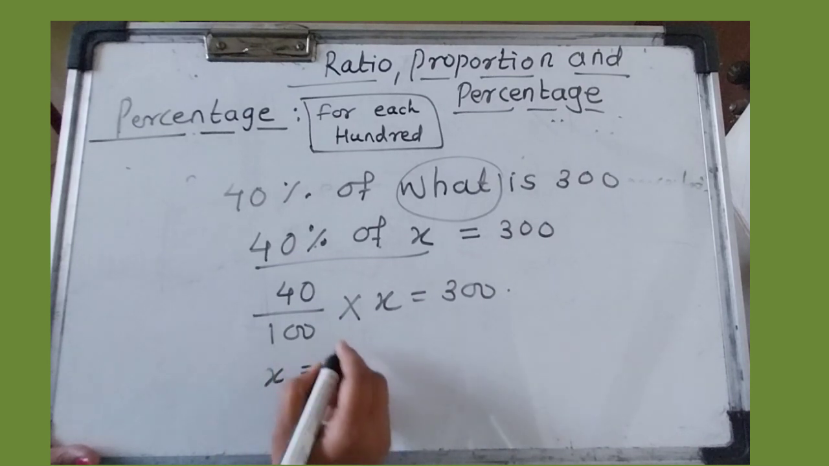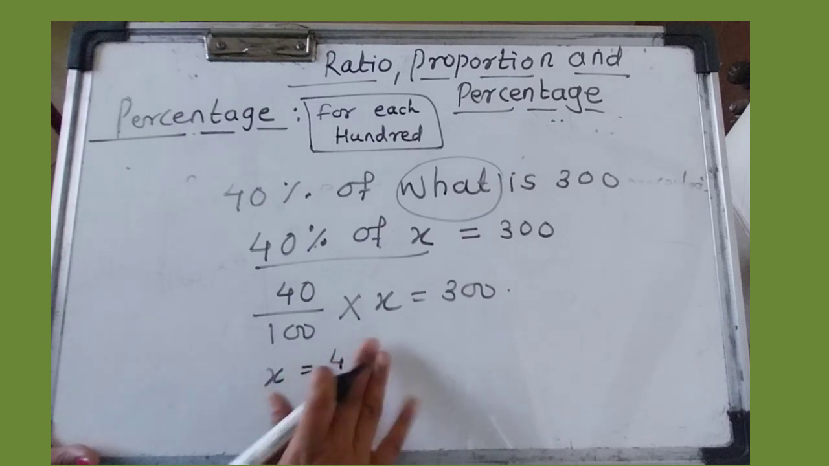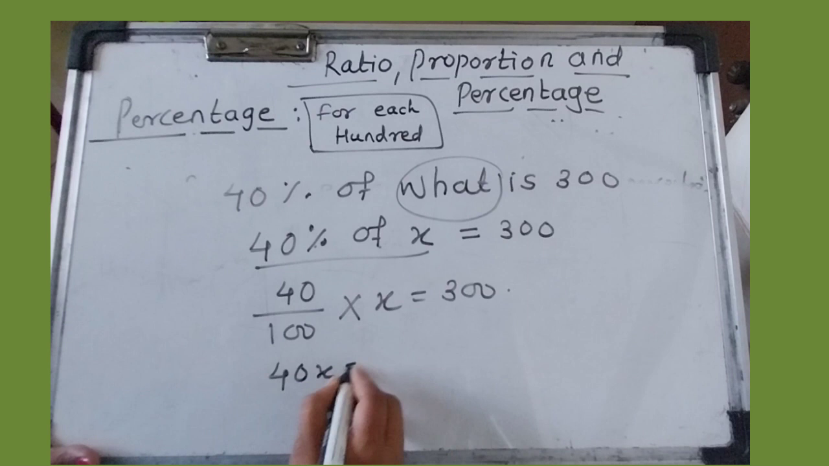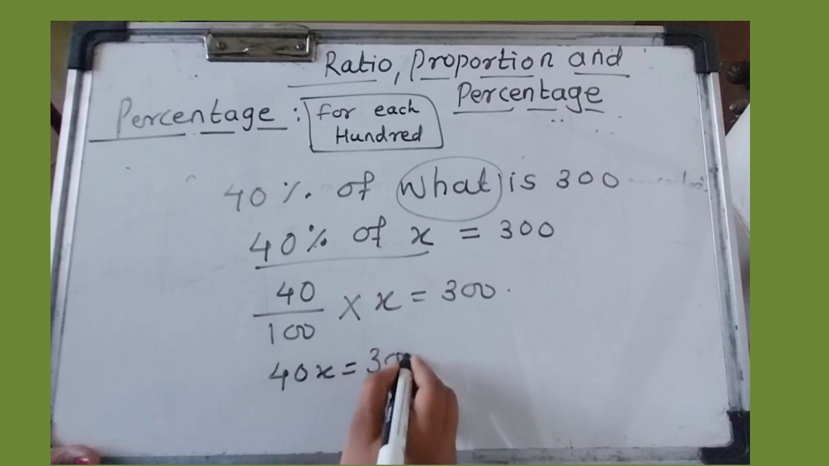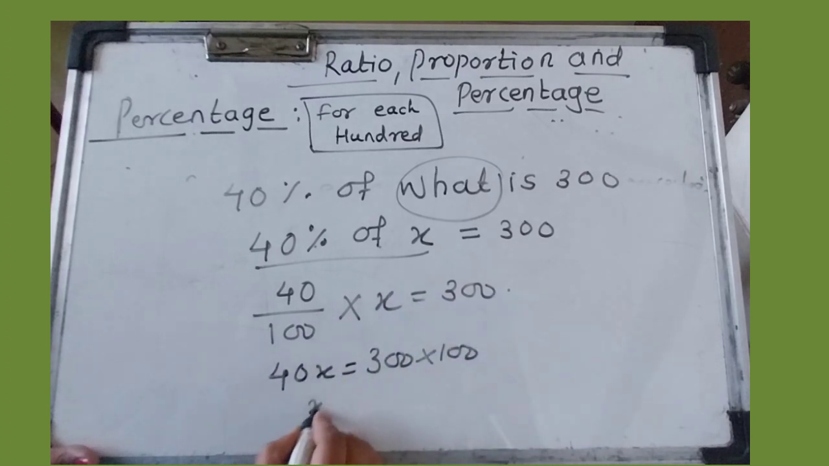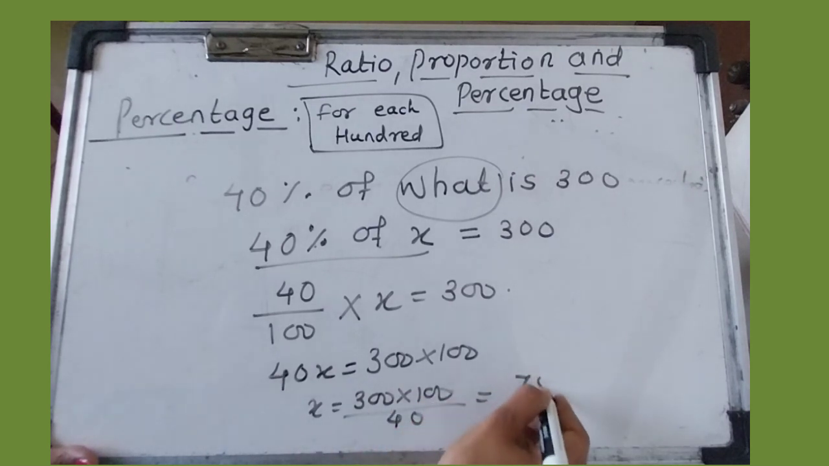How to arrange? It is 40x equal to 300 into 100. This is divide, here multiplied. So x equal to 300 into 100 divided by 40. So it is 750. Clear?